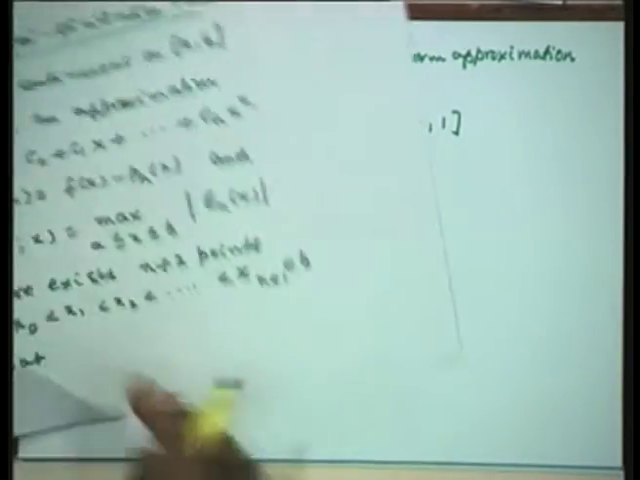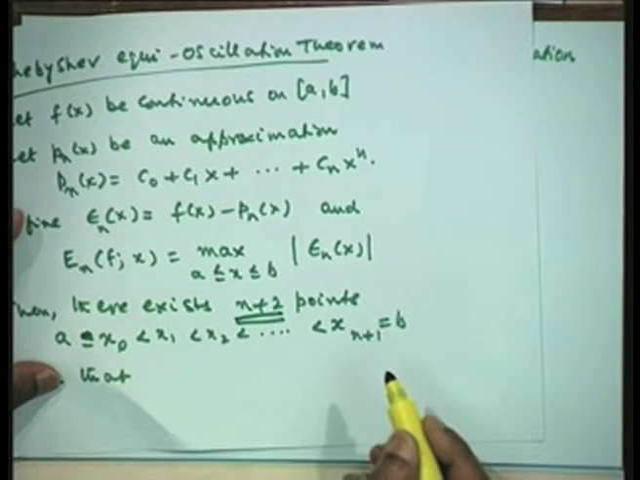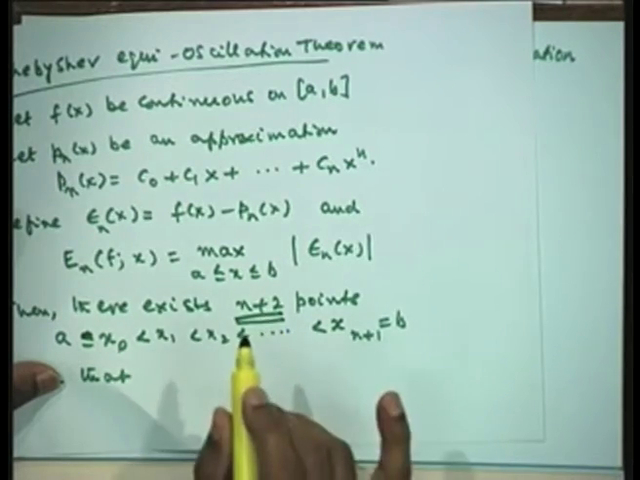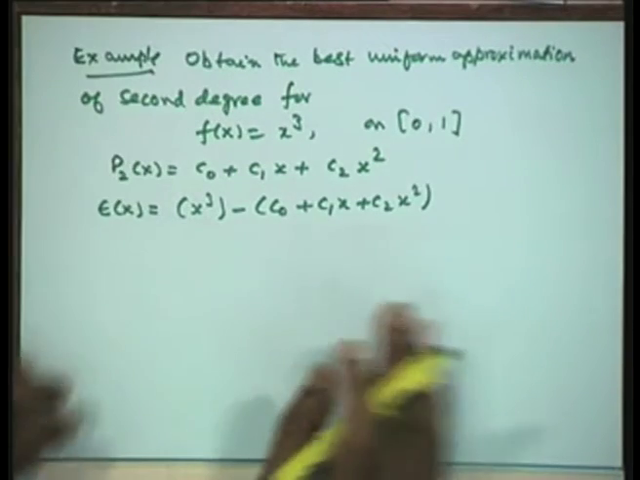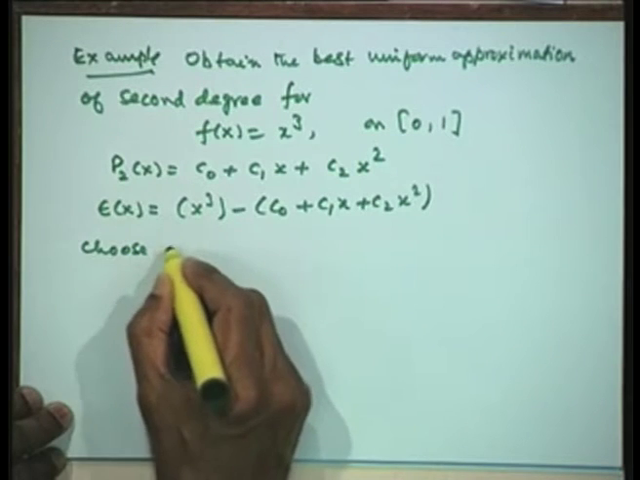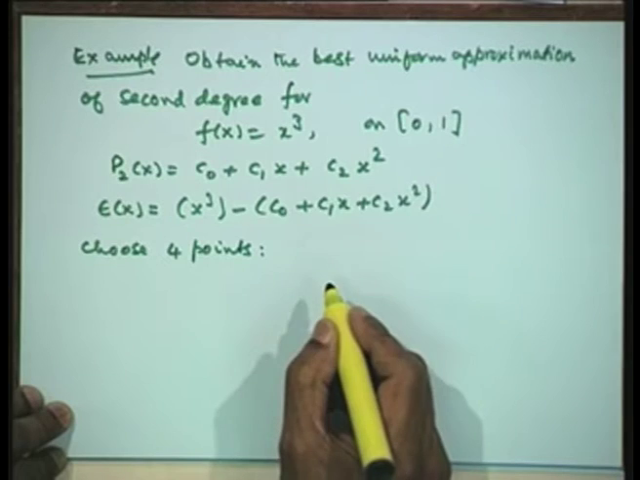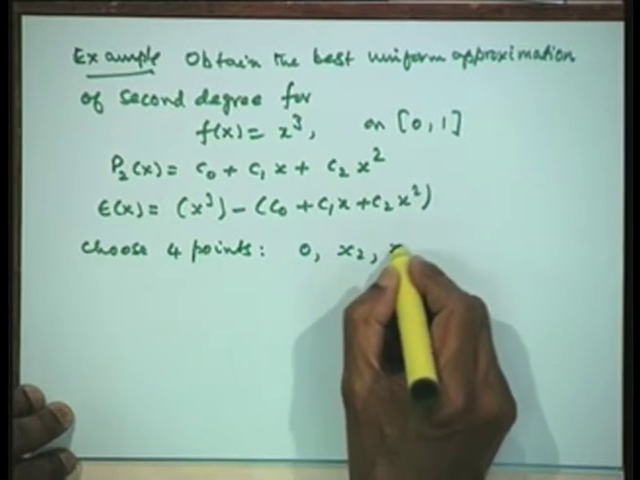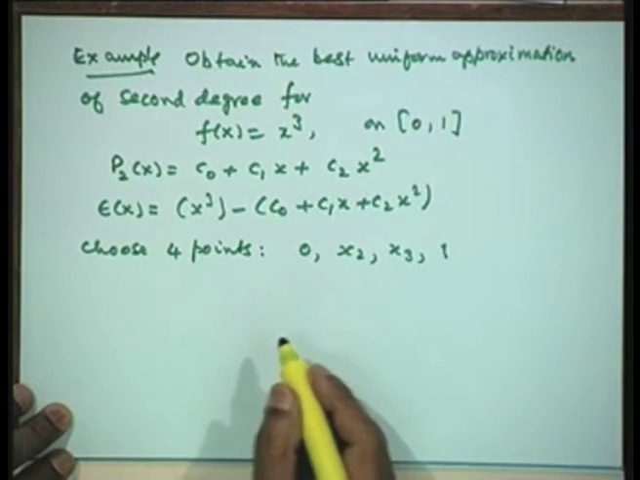Now given a polynomial, the number of points that should be chosen is given over here. So we need to choose a total of n plus 2 points given a polynomial. So given a polynomial of degree 2, I need to have n plus 2, that is 4 points. Therefore we choose 4 points. The first and last we will take as 0 and 1, then we will take x 2 and x 3, so x naught, x 1, x 2, x 3, x 4.